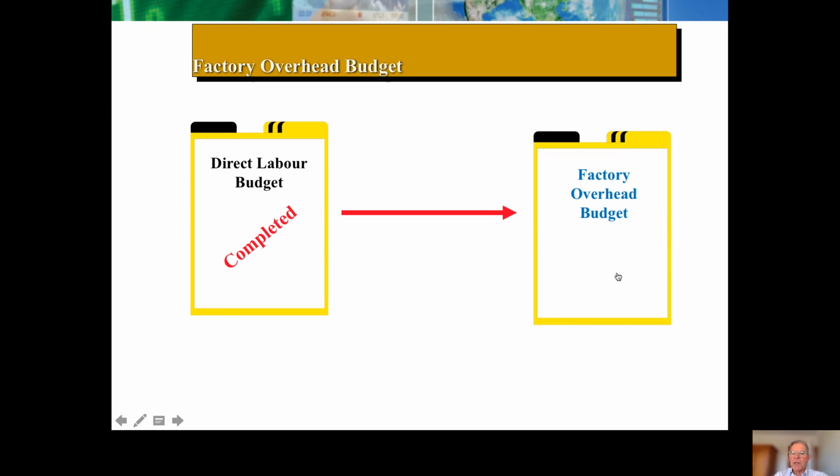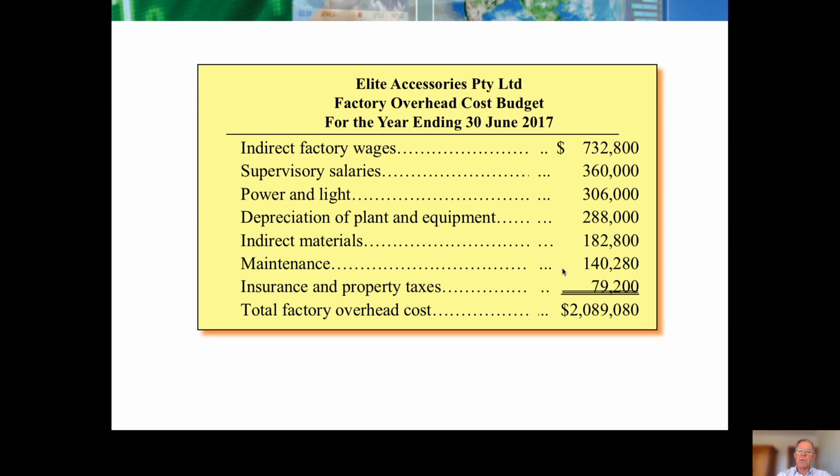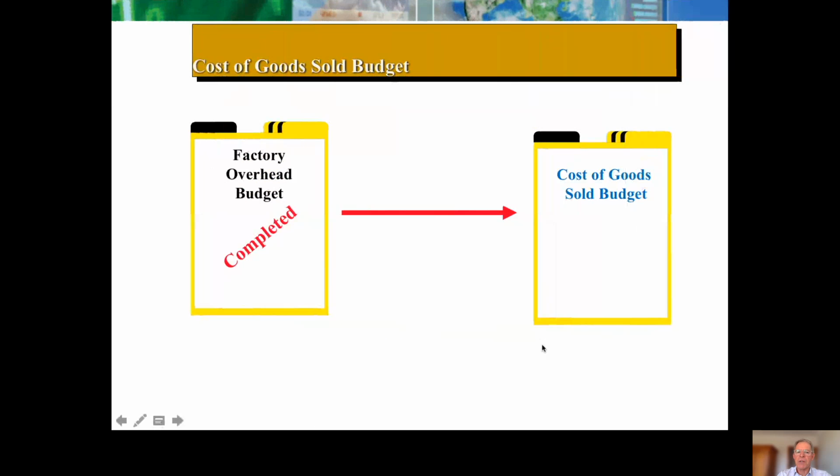Once we've done that, we're ready to move on to our factory overhead budgets. We look closely at all of our indirect costs: supervisor salaries, factory power and light, indirect materials, maintenance. Add it all up, and we've got our total factory overhead budgeted costs. We've done that. We're ready now to transfer this into the cost of goods sold.